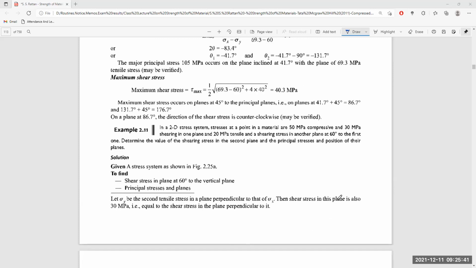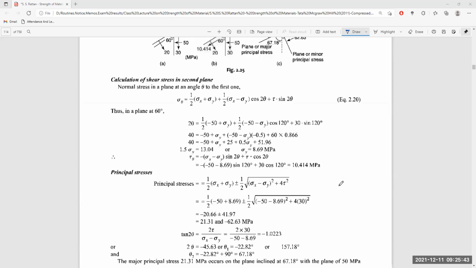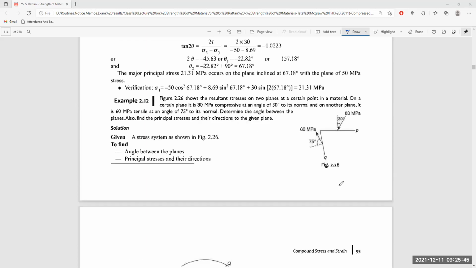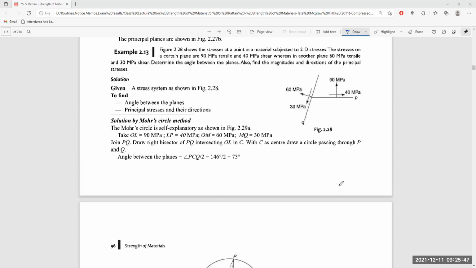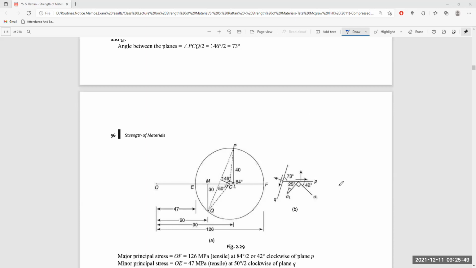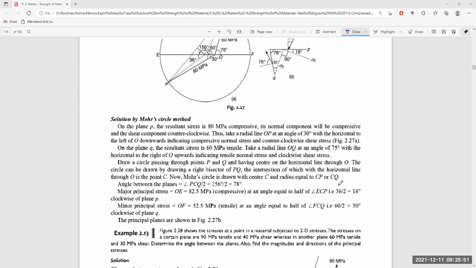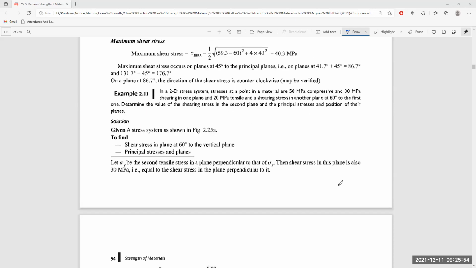The next problem is on a two-dimensional stress system. In a two-dimensional stress system, the stresses at a point in a material are 50 MPa compressive and 30 MPa shearing on one plane, and 30 MPa tensile and shearing stress on another plane at 60 degrees to the first plane. Determine the value of the shearing stress on the second plane, the principal stresses, and the position of the principal planes.